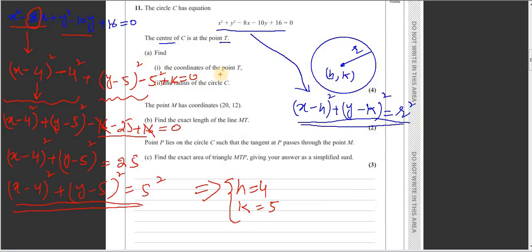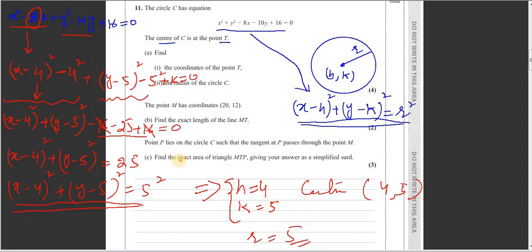That means find the coordinate of the point T. T is the center. So center is (4, 5). And part A(ii), find the radius of the circle. So you can compare the right hand side with the standard. If you see the right hand side, you have r square, and in your equation right hand side is 5 square. That means r is equal to 5. So radius of the circle is 5. So remember, the coordinate is (4, 5), and radius is 5.